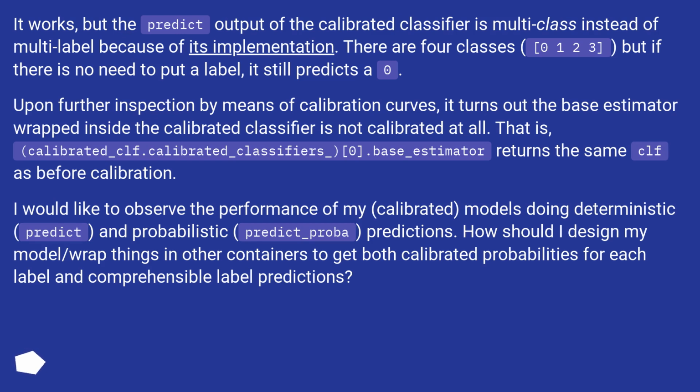I would like to observe the performance of my calibrated models doing deterministic, predict, and probabilistic, predict_proba, predictions. How should I design my model or wrap things in other containers to get both calibrated probabilities for each label and comprehensible label predictions?